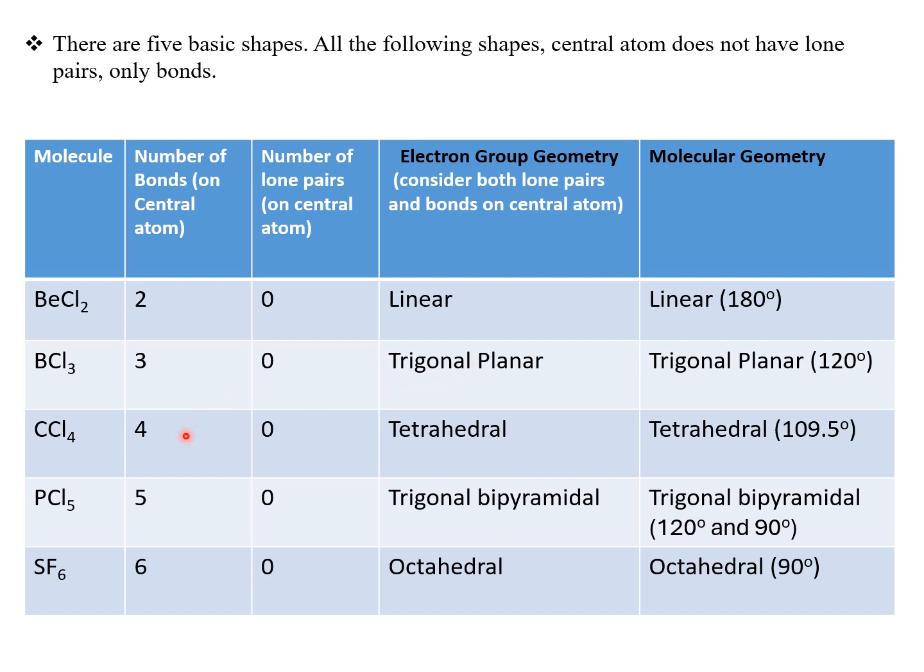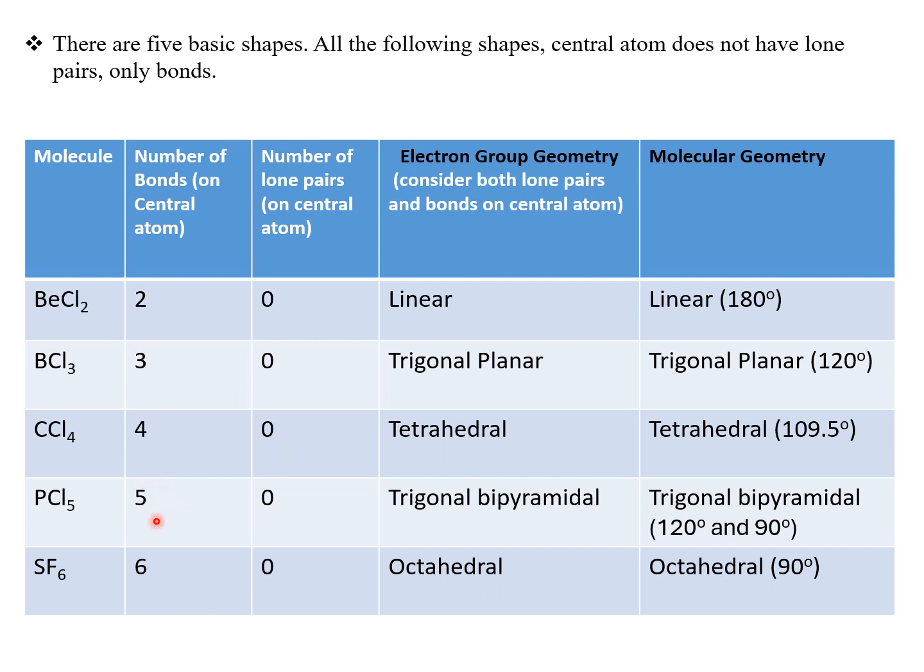The next basic shape is tetrahedral, in both electron group and molecular geometry. Tetrahedral means, if you draw the molecular structure, surrounding the central atom there are four terminal atoms, four bonds attached to the central atom, but no lone pairs.